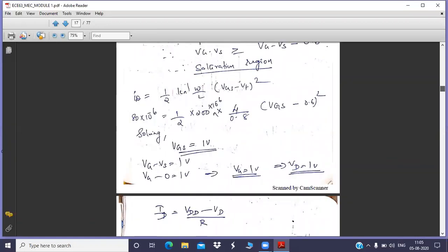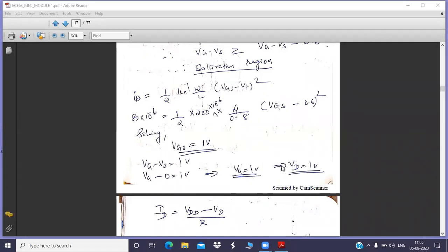How are we going to find VG? Because VGS is VG minus VS. What is VGS? VGS is the voltage between gate and source, which is equal to VG minus VS. So instead of putting VS, you can have 0. So VG minus 0 equal to 1 volt, which means VG equals 1 volt. So now we have solved for VG.